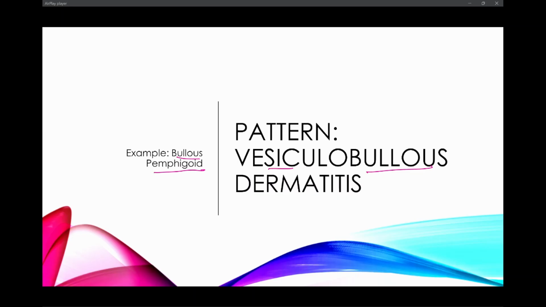What does it mean when you have OID at the end of a word? Resembles or like. So we're learning about bullous pemphigoid. Bullous pemphigoid is a subtype or version of bullous pemphigus. The pemphigus is the really bad one to have. Bullous pemphigoid is a version of it, resembles it, and it's less severe for the patient when they get it.